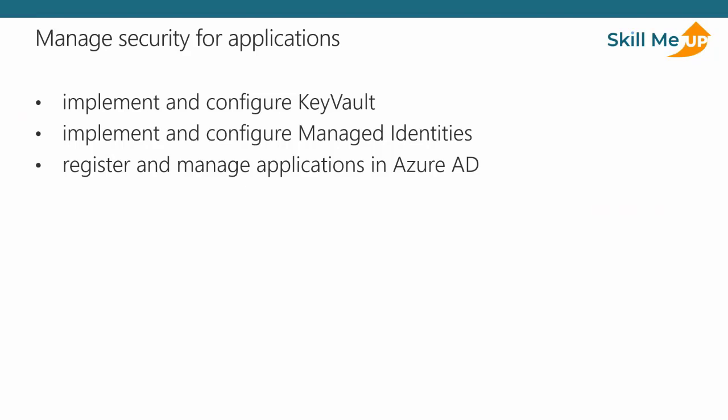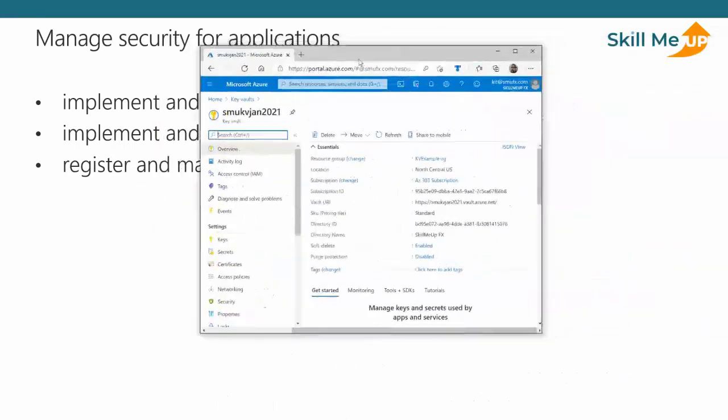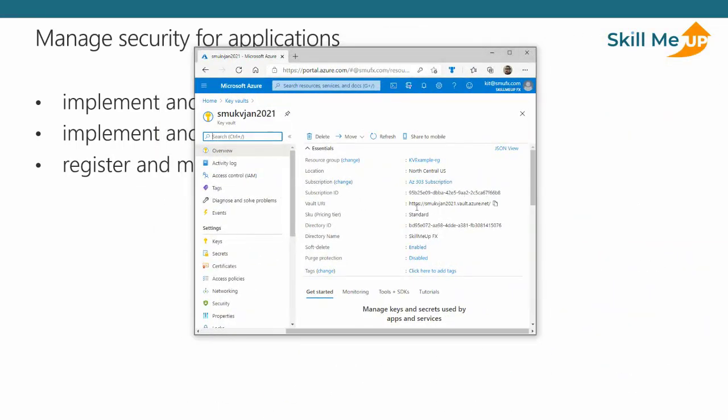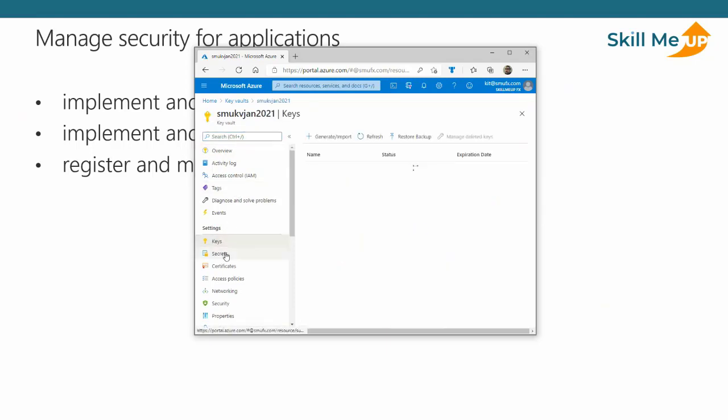Key Vaults are also globally uniquely named, and they have a direct URL access. So for instance, this particular one, they're created for this month. This is the URL, and you'll see that their keys will be kept here, secrets are kept here, certificates are kept here.